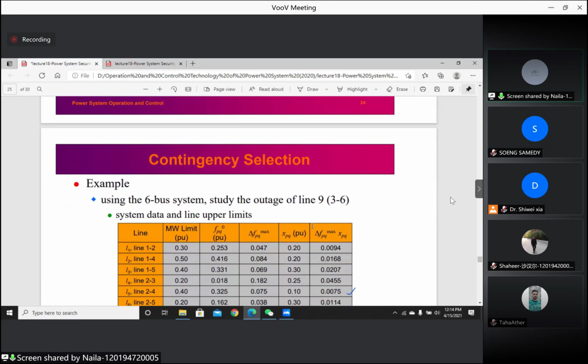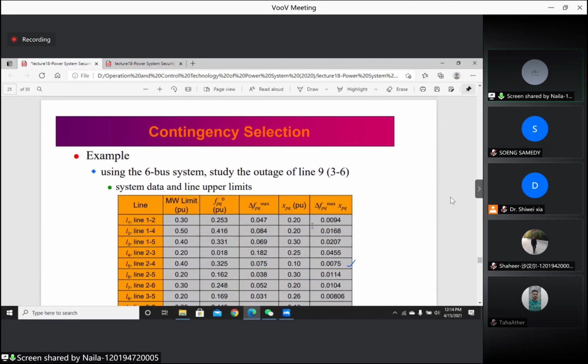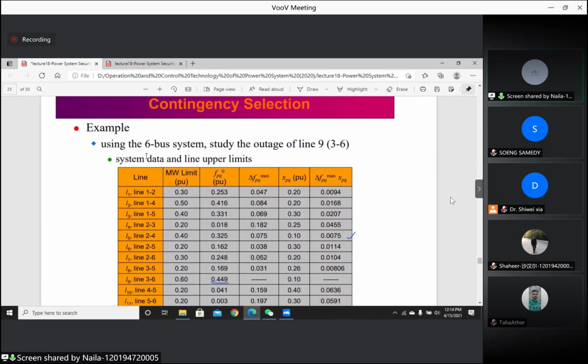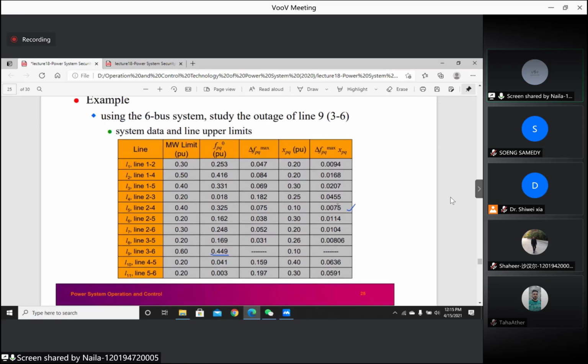So this is the bounding technique, and to get a clear idea of it, we have an example of a 6-bus system, and we'll study the outage of line 9, which is connected from bus 3 to bus 6. Here we have the complete data of this bus system. Here we have megawatt values, the initial flow, the maximum flow, and the maximum flow times the reactance. All these values are in per unit with a base value of 100 megawatts. We'll use this table to solve this example.